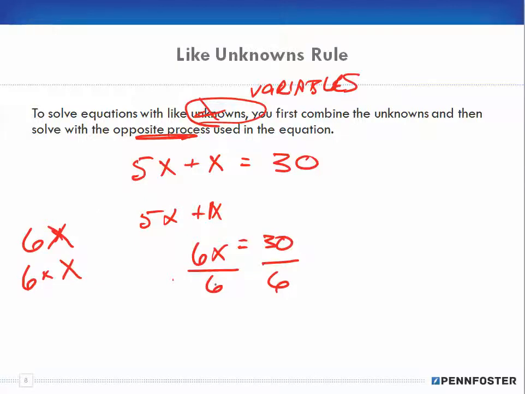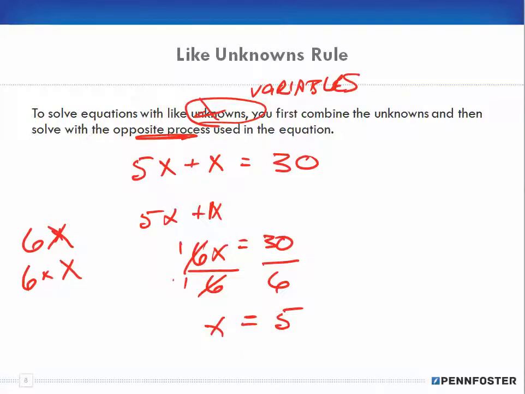So I have 6x over 6 is equal to 30 over 6. Any number over itself is 1, so they cancel out. Again, that's from a previous chapter, so I'm left with x on the left-hand side of the equal sign, and 30 divided by 6 is equal to 5, so x is equal to 5.